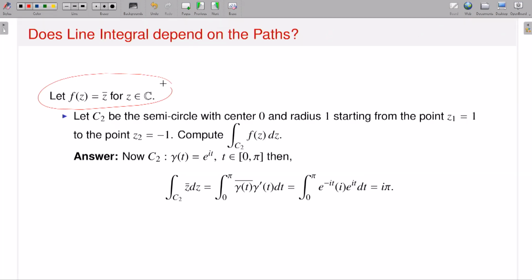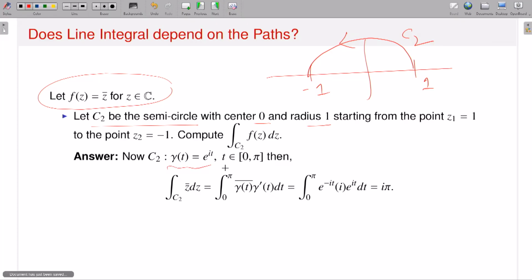Look, I am keeping the same function, it is a continuous function. Now this time C2 is a semicircle centered at 0 with radius 1. That means this is my point 1, this is my point minus 1, and I am considering this semicircle. This is C2. And once I have the semicircle, I know the parameterization. As I said, gamma t is equal to e to the it, t runs from 0 to pi. Again you can calculate this contour integration by the formula you know.